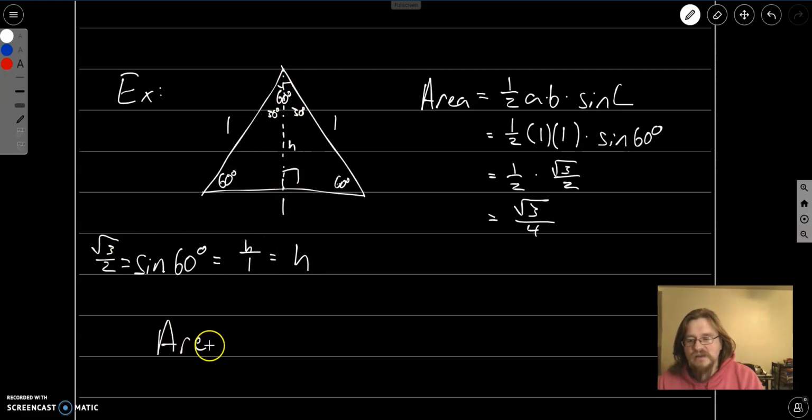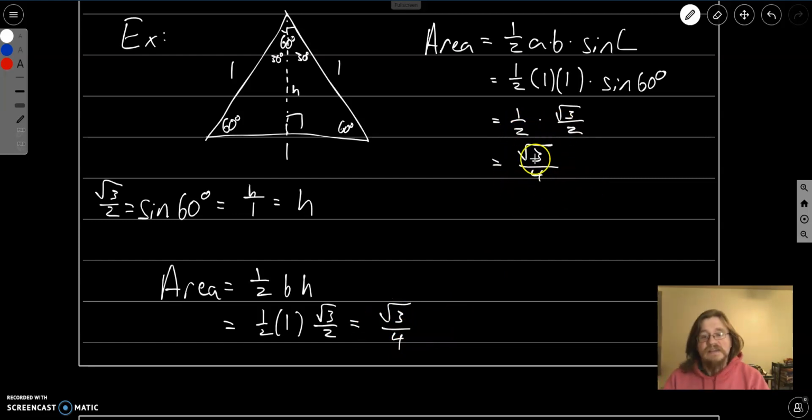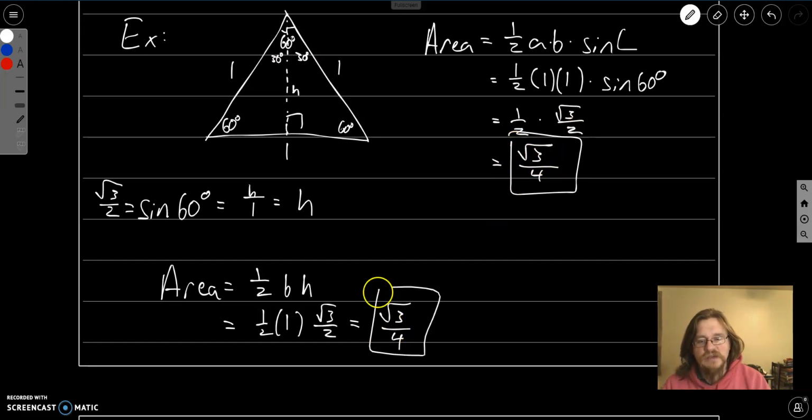So the area, if I want to think of it in terms of 1/2 base times height, well, what's the base length of our triangle? That's just 1. And the height of our triangle is the square root of 3 over 2. And oh, look, we get the same thing again. In this case, it was pretty simple to get the same answer both ways.